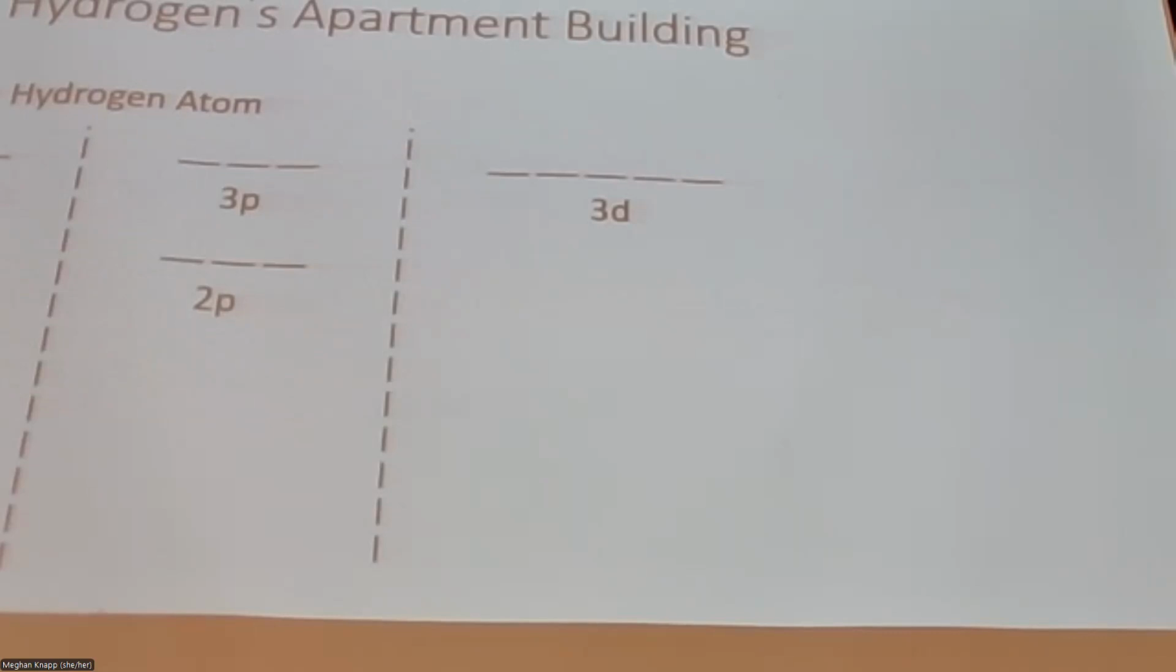Okay. So here's the apartment building. Every floor has an S. Only floors 2 and above have a P. Only floors 3 and above have a D. In hydrogen, we only have 1 electron. That's where the super is.